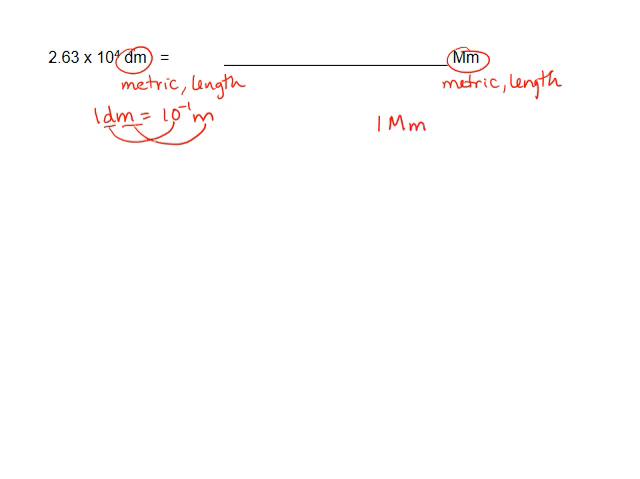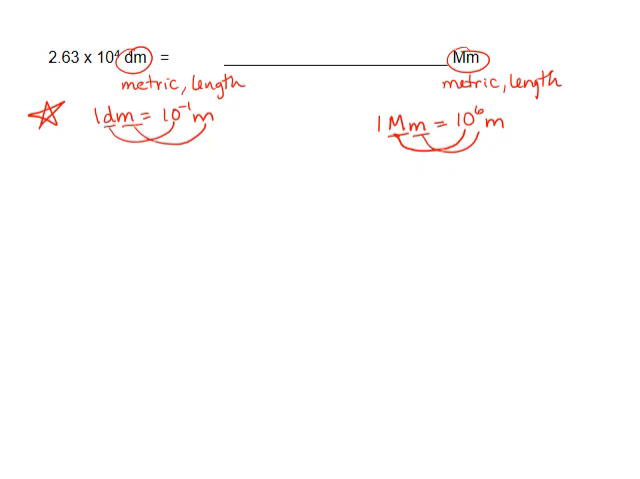Mega means 10 to the 6th. Again, 10 to the 6 what? 10 to the 6 meters. Again, this is the most important step in the process. You must make sure that you have correct equalities to work with. Since deci means a fraction of a unit, 1 decimeter is 0.1 or 10 to the minus 1 meters. Mega represents a big unit, so 1 megameter is the same as many, in this case 10 to the 6 meters.